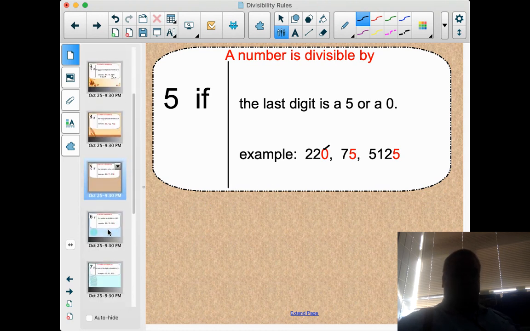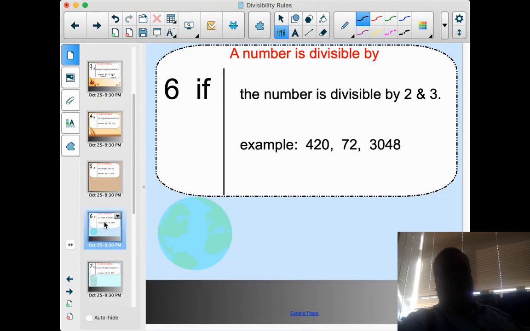Okay, 6. 6 is kind of a neat one. So to figure out if a number is divisible by 6, you have to check to see if it's divisible by 2 and 3. Well, 2 times 3 gives you 6, right? So in order to figure out if a number is divisible by 6, we have to see that it's divisible by 2 and 3.